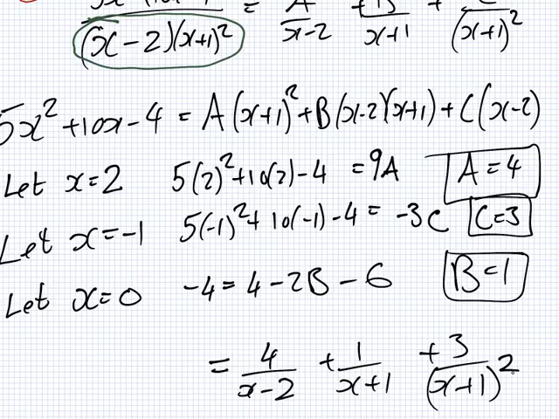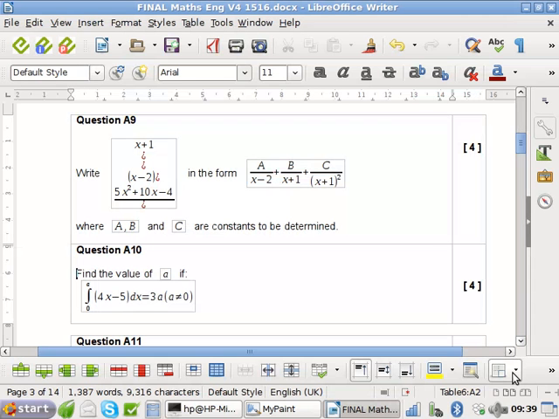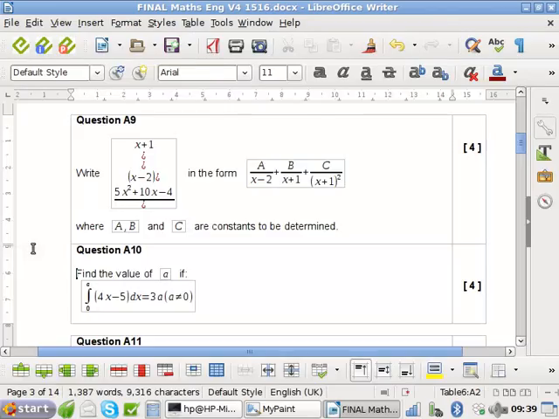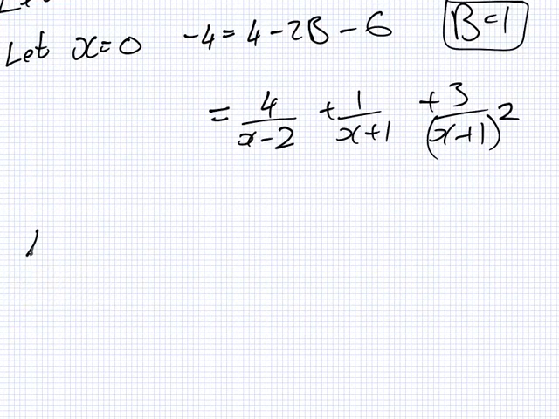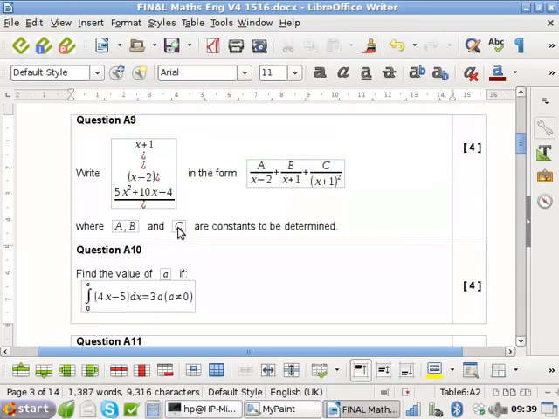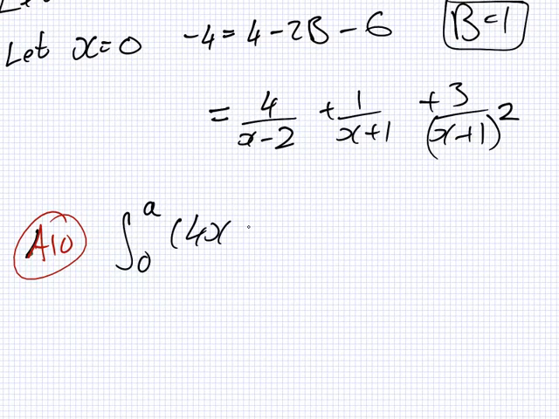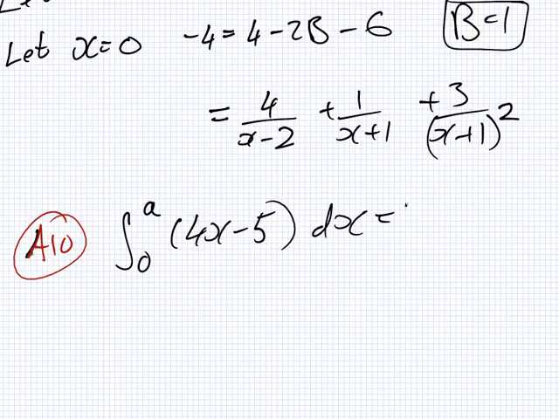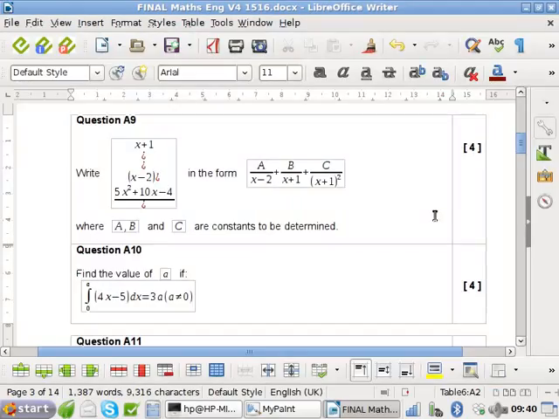Okay, this is okay? We can continue? Right. Find A. Okay, this is A10. Integrate from 0 to A of 4x minus 5 dx equals 3a. A is not 0.